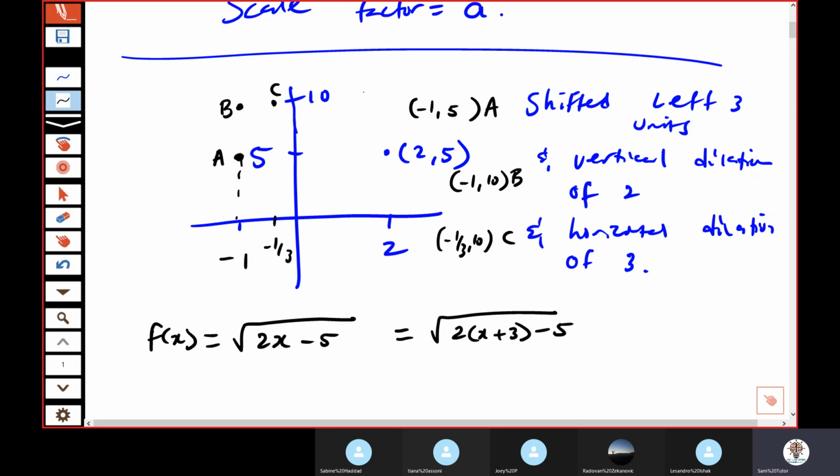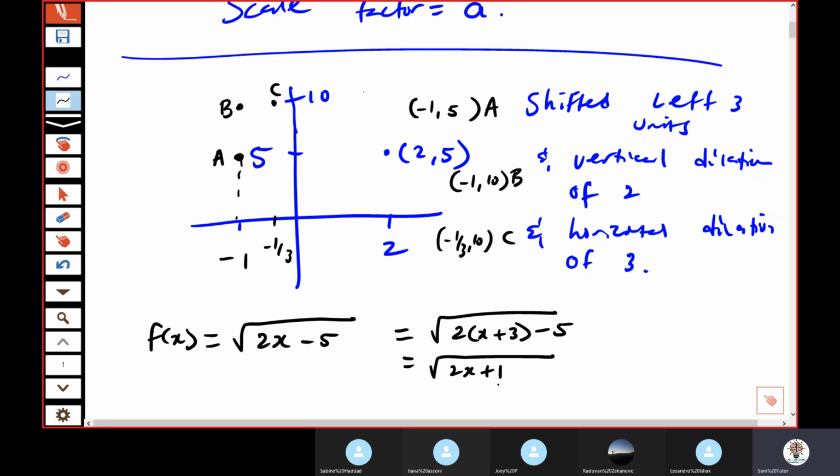100%? Okay, so I'm going to expand. 2x plus 6, take away 5 is 1. 2x plus 1. All good so far? So even though it shifted to the left 3, you can't see that. To you, it looks like it's a plus 1, but that's not how you do it. You just replace your x for x plus 3. That's shifted left 3 units.